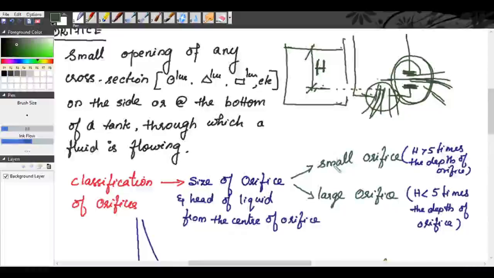If the head is large, that means the head is greater than 5 times the depth of the orifice. This is the depth of the orifice. If this head is greater than 5 times the depth of the orifice, then you call it a small orifice. And if this head is less than 5 times the depth of the orifice, that means the head is reduced, you call it a large orifice.